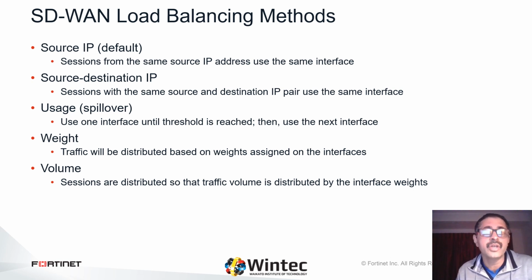Source IP address: here, all traffic from a source IP is sent to the same interface. Source-destination IP: sessions with the same source or destination IP pairs use the same interface. Usage or spillover: use one interface until a threshold is reached and then use the next interface. Weight: traffic will be distributed based on weights assigned to the interfaces. And finally, volume: sessions are distributed so that traffic volume is distributed by the interface weights.